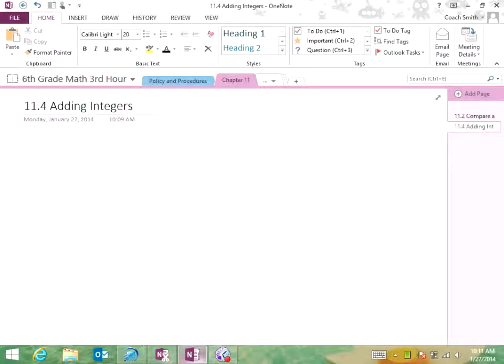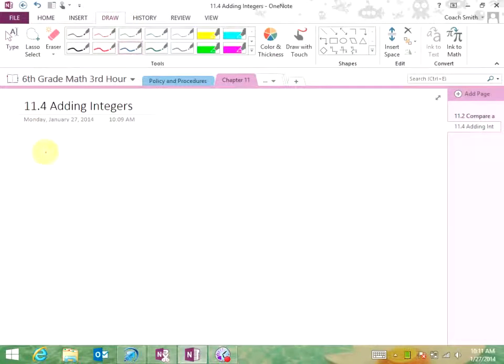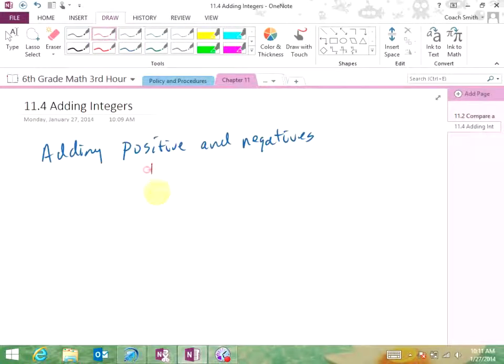Okay, now, when we're talking about adding integers, we're talking about adding positive and negative numbers, okay? The way you need to look at things is this way. When you're adding positive and negatives, of course, right now we're just talking about integers, and so we're just talking about whole numbers, okay? But you need to look at positives are like our positive signs.